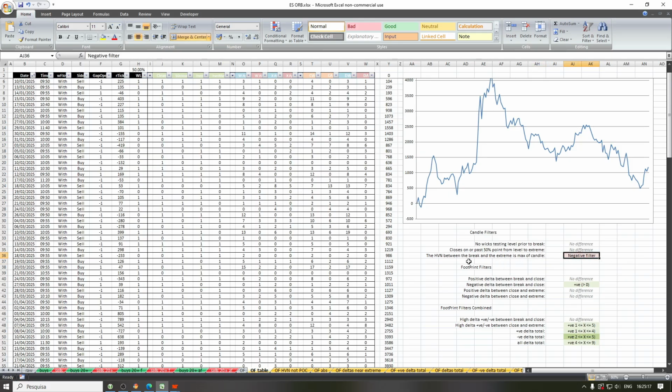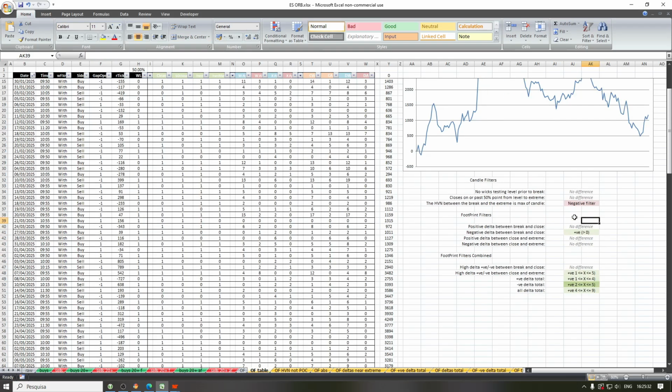So what that shows is you don't really want the high volume node to be between the break and the extreme for whatever reason. I don't put a massive amount of stock into that, but okay, that's what that showed. Positive delta between the break and the close, no difference here. So this is the one that I thought would have the biggest difference, and we don't see any difference.